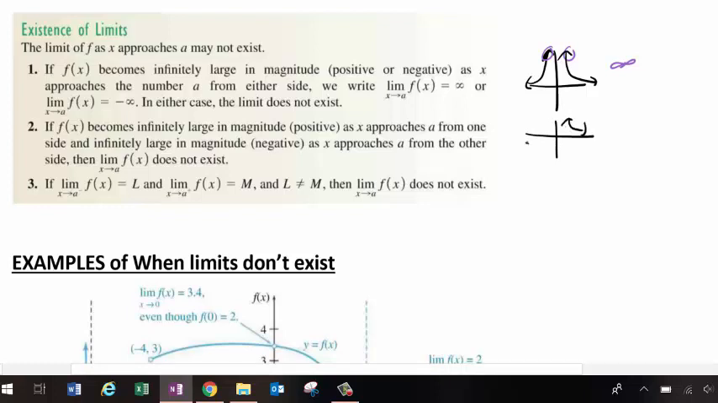If I had this graph and I said what happens as I approach 0, from the right it approaches positive infinity, from the left it approaches negative infinity, so this one does not exist. So this top one is equal to infinity because they both match, and if they both had been going down, we would have had negative infinity. Number 2 represents the case where they don't approach the same value, so there's no possible limit. And number 3 talks about the case where there's a jump in the graph.